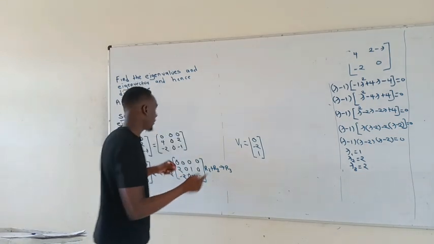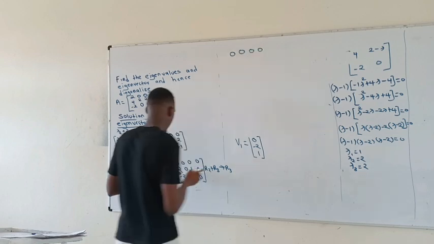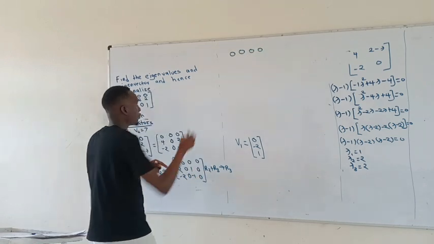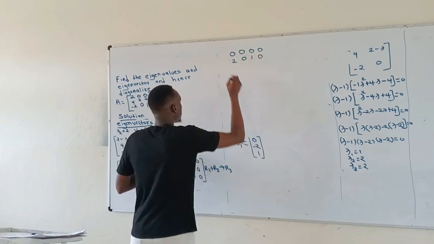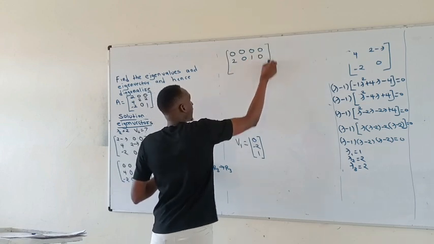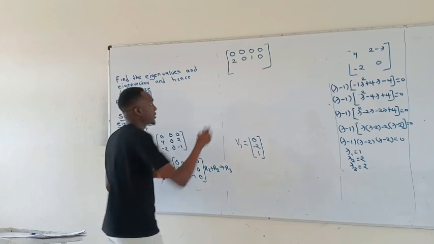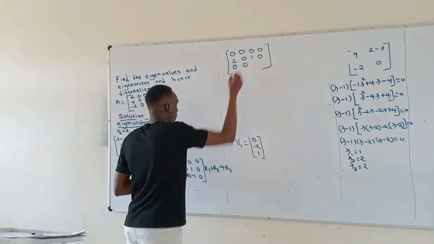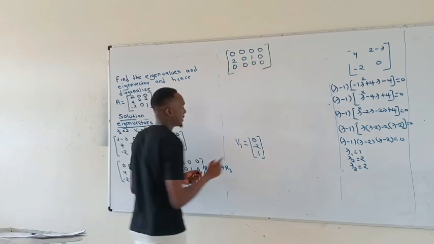So we maintain row 1, 0, 0, 0, 0. We maintain row 2, 2, 0, 1, 0. And we have row 2 plus row 3. 2 plus minus 2 is 0. 0 plus 0 is 0. 1 plus minus 1 is 0. And 0 plus 0 is 0.